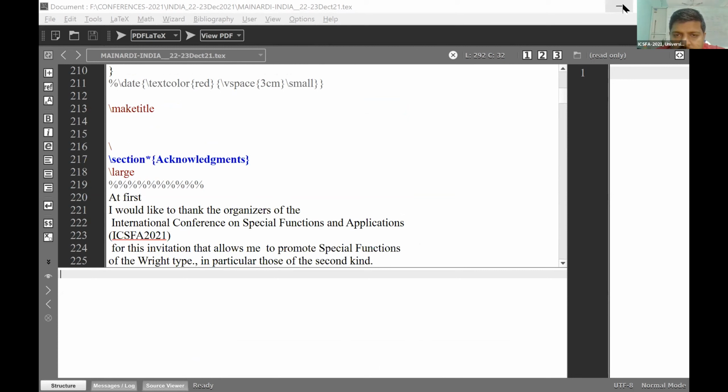Professor Mainardi, you should stop this sharing because the LaTeX is visible now. You share the file. First you see my screen? Yeah, we can see you are sharing, but it is a LaTeX file. We only see the source file. It's better you just stop sharing. First you open that PDF file and then you start sharing so that it will be visible. So please open the PDF file on your screen.